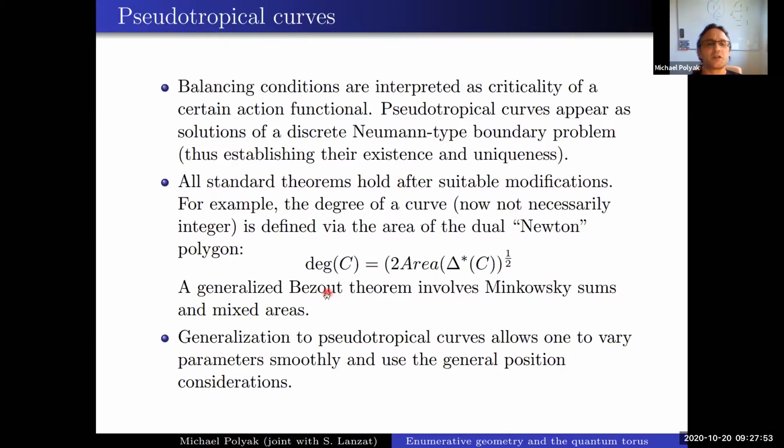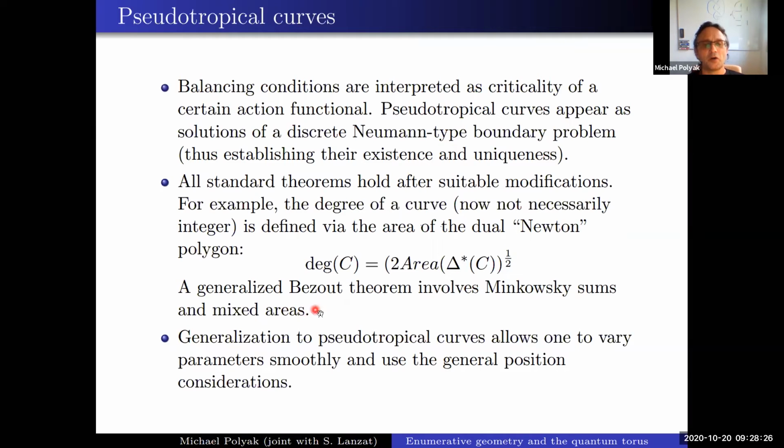And all these standard Bezout and Bernstein theorems also hold. And you can reformulate them in terms of some Minkowski sums of polyhedra and mixed areas. So again, in a rather straightforward way. So it was known, of course, that the Newton polygon contains all the necessary information, and indeed you can do everything you need in these terms.